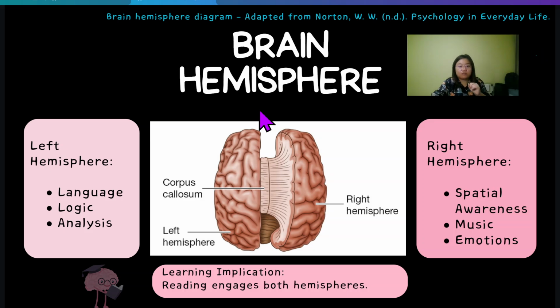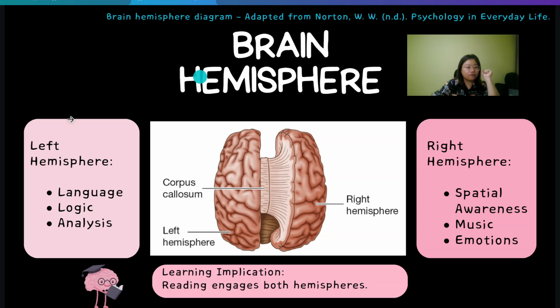So, okay, first we go to introduce the brain hemispheres. Our brain is divided into two sides. Okay, can you see from the picture? Yeah. Okay, so we have left hemisphere and right hemisphere. They are connected by something. What's the name? Yeah, corpus callosum.